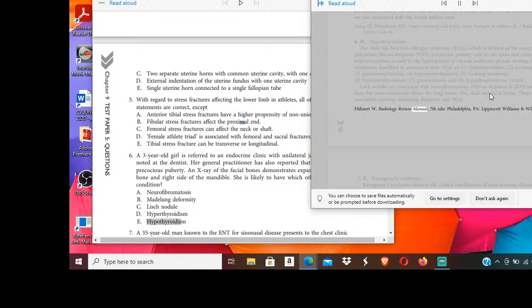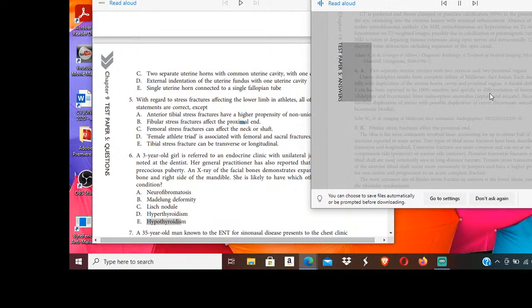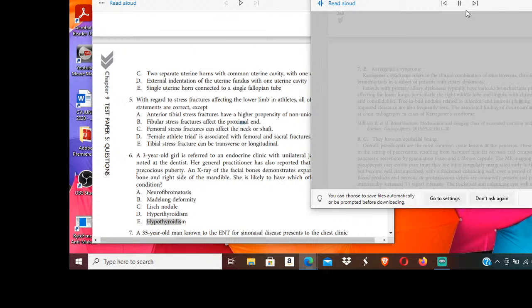Dähnert W. Radiology Review Manual, 7th ed. Philadelphia, PA, Lippincott Williams and Wilkins, 2011:82. Chapter 10. Test Paper 5, Answers. 7e. Kartagener syndrome.